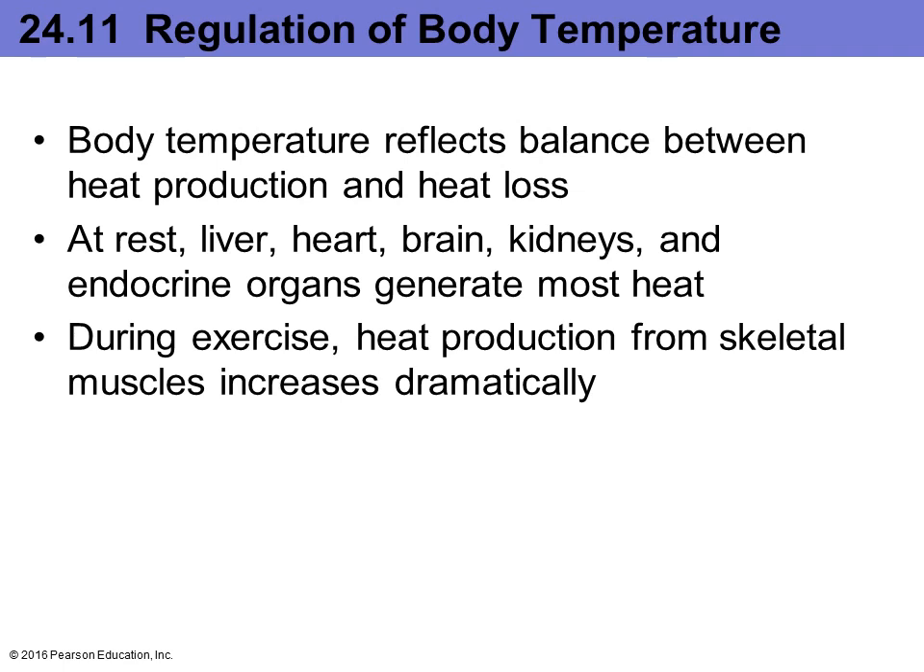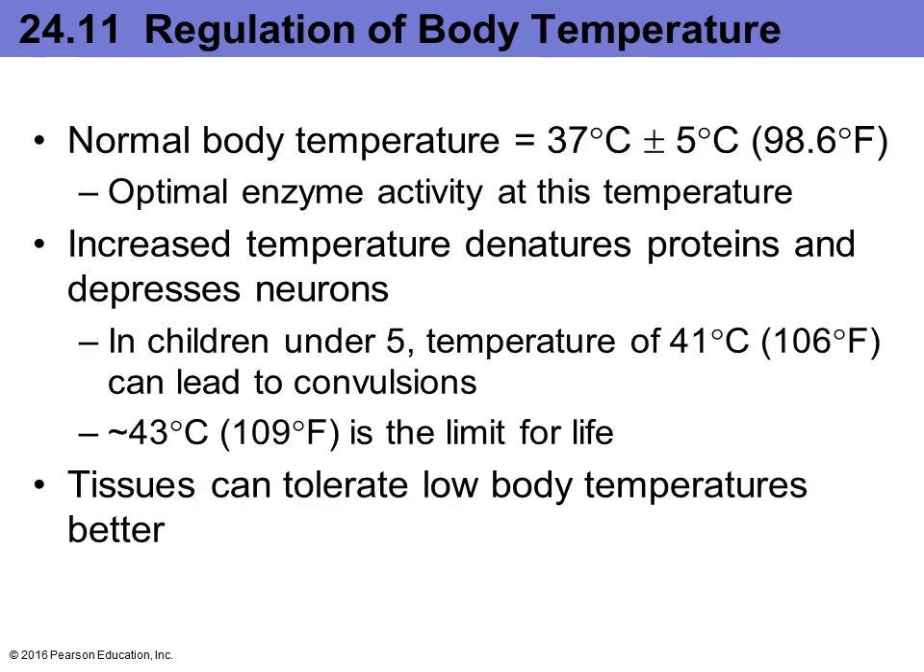Regulation of body temperature. The hypothalamus is going to be really kind of the thermostat. Where is most of the heat being generated? That depends if you're exercising or if you're at rest. It does change. Normal internal body temperature is 37 degrees C or 98.6 degrees Fahrenheit.